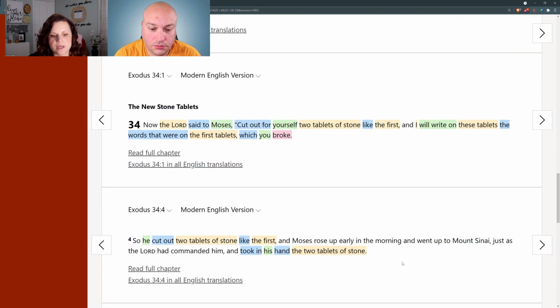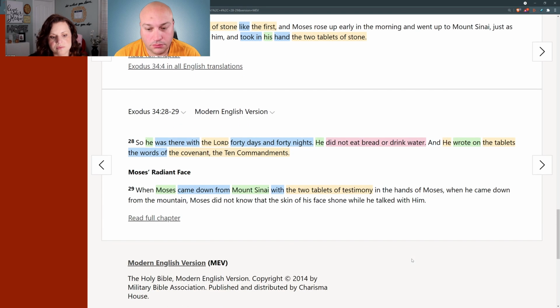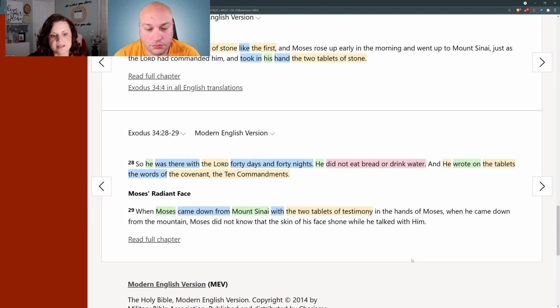Exodus 34, verse 1, now the Lord said to Moses, cut out for yourself 2 tablets of stone like the first, and I will write on these tablets the words that were on the first tablets which you broke. Exodus 34, verse 4, so he cut out 2 tablets of stone like the first, and Moses rose up early in the morning and went up to Mount Sinai, just as the Lord had commanded him, and took in his hand the 2 tablets of stone. Exodus 34, 28 through 29, so he was there with the Lord 40 days and 40 nights. He did not eat bread or drink water, and he wrote on the tablets the word of the covenant, the 10 commandments.